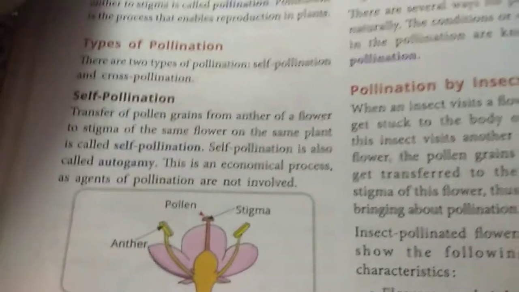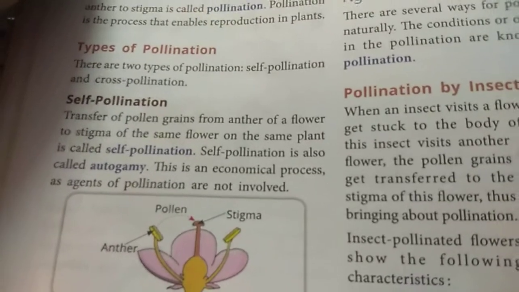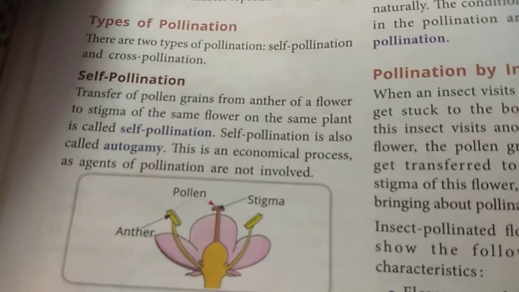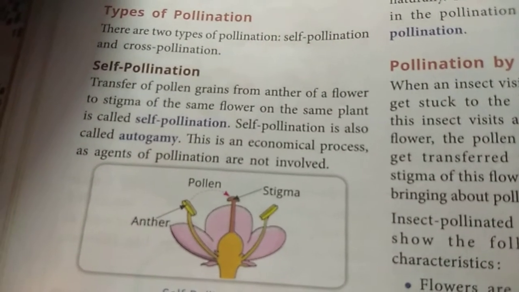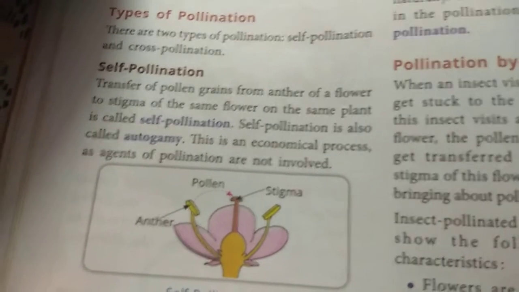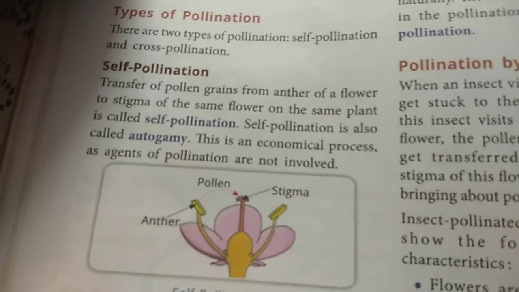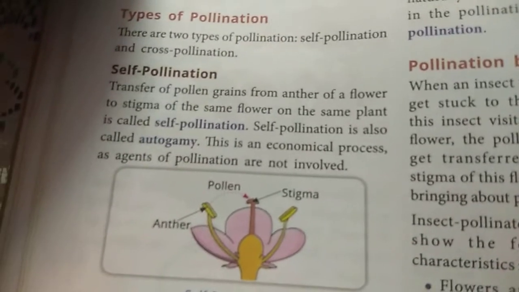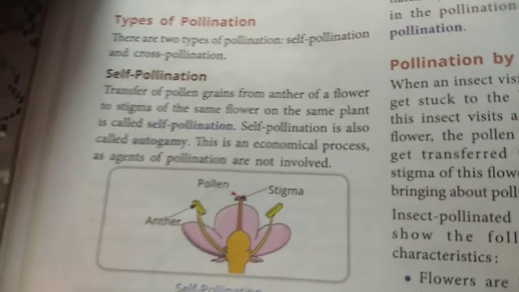Agents of pollination. One word has come into this topic. We will discuss the agents of pollination afterwards. For now, you can understand that agents of pollination means the living things, or whatever things, which help in the transfer of pollen grain from anther to stigma. Those things are known as agents of pollination.